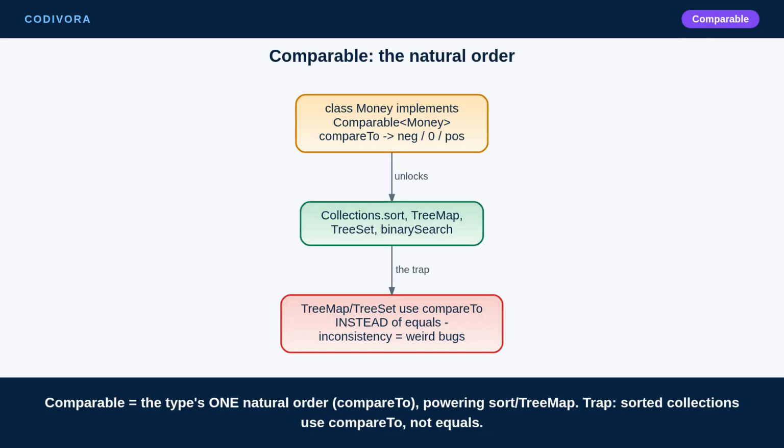Now ordering. Comparable is implemented by the class, defining its one natural order. CompareTo returns negative, 0, or positive. It unlocks Collections.sort, TreeMap, TreeSet, and binary search. The trap worth naming: sorted collections use compareTo instead of equals for membership. So if compareTo says 0, but equals says false, a TreeSet and a HashSet will disagree about your objects. Keep them consistent. And use Integer.compare, not subtraction. Subtraction overflows on extreme values, a tiny detail that lands well.